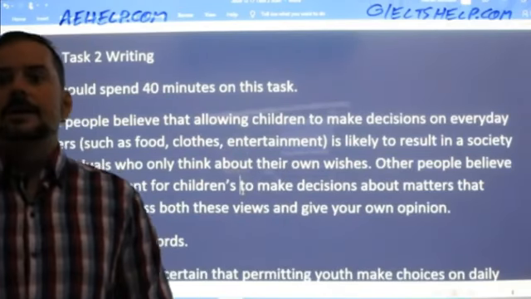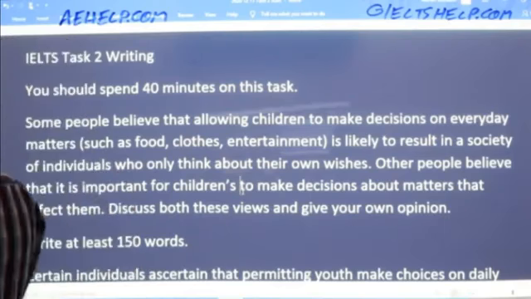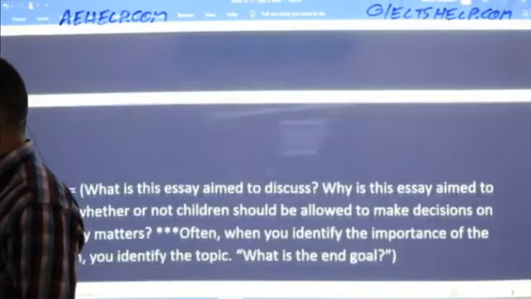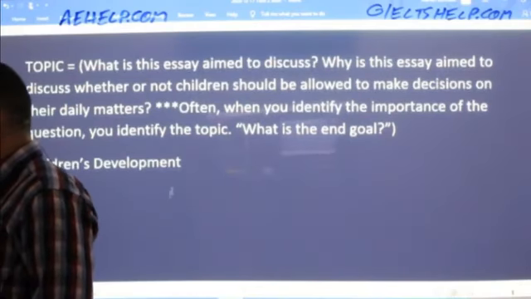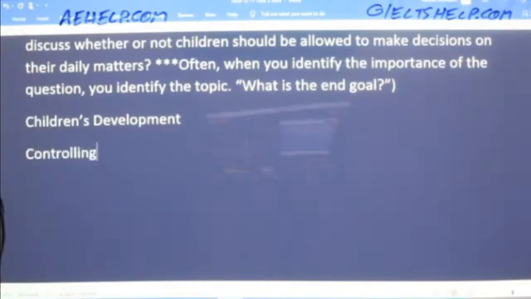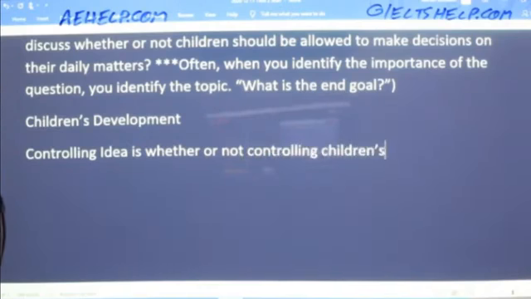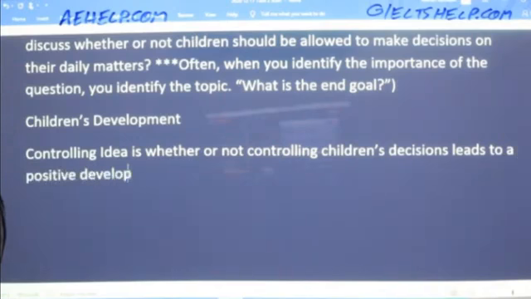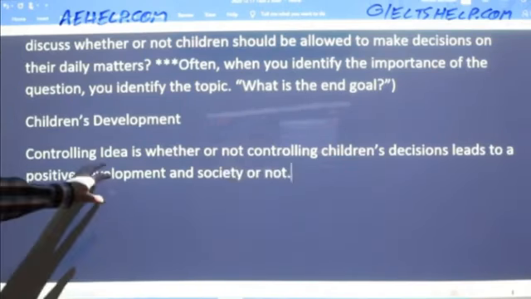Okay. Yeah, so I see that, Abhishek. Okay, so cool. So now we have the right topic. Now we have the right idea. Okay, so let's move along. So the topic is children's development. The controlling idea is whether or not controlling children's decisions leads to a positive development and society or not. Okay, so does everybody see the controlling idea now?